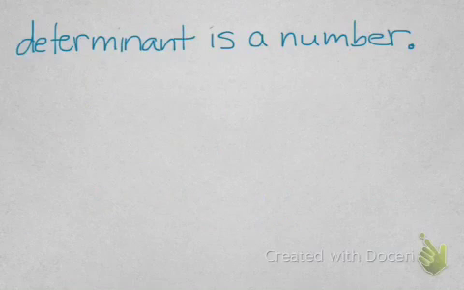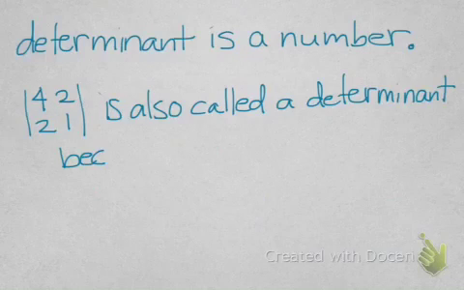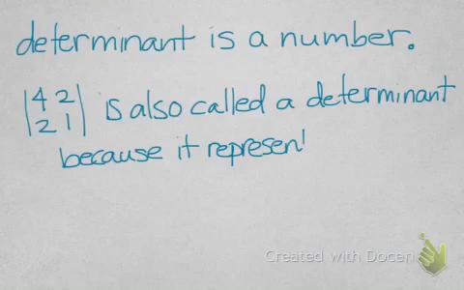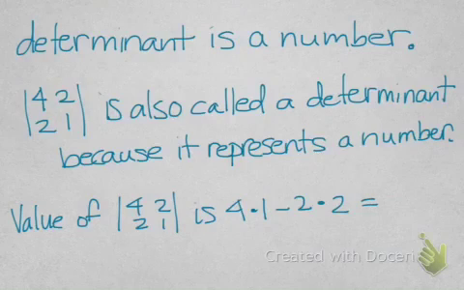Okay, a determinant is a number, and so even if you have something that looks like this, it's also called a determinant because that's the label, it's representing a number. The value of this particular matrix is 4 times 1 minus 2 times 2, which is 4 minus 4, which is 0.